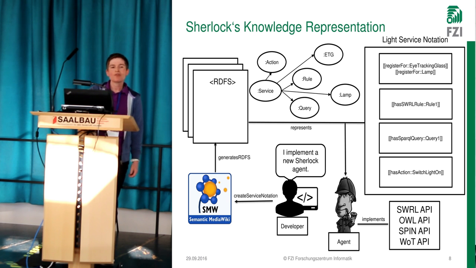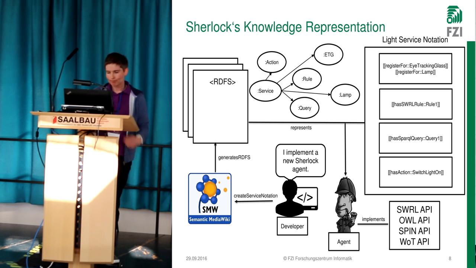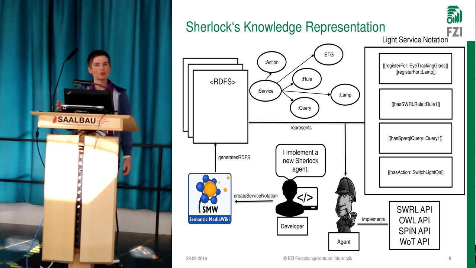Now the only thing our Sherlock instance has to do is to implement different kinds of APIs, in this case the SWRL API, OWL API, SPIN API, and the Web of Things API, and that's all. I will later talk about these languages which can be processed by these APIs. Then our Sherlock agent just requests the appropriate service description from the Semantic MediaWiki and has its program, and can process the appropriate service for the user according to the program.